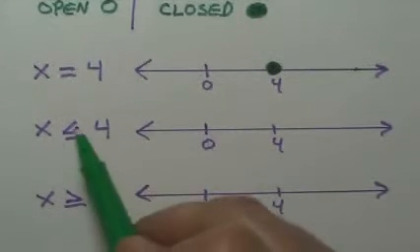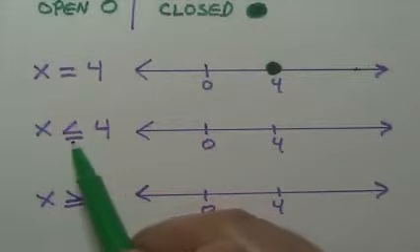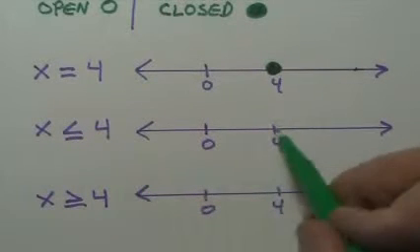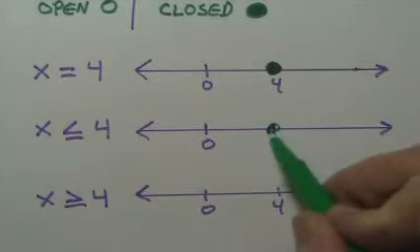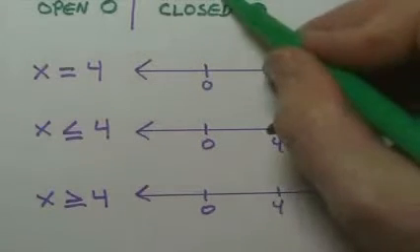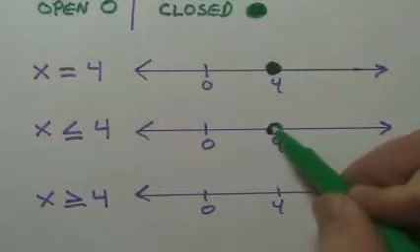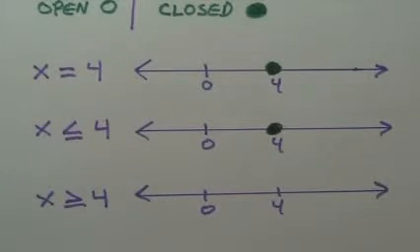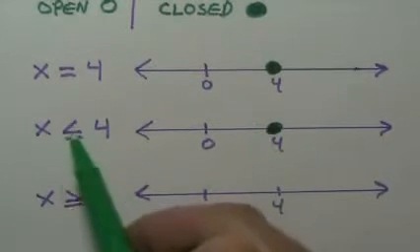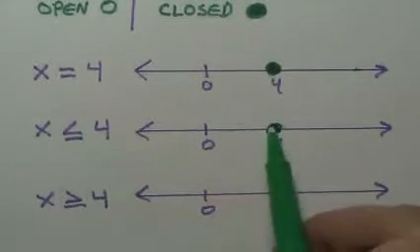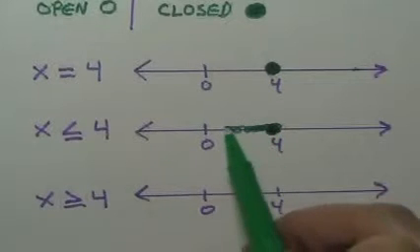Okay, the next one. There's a bar there, so at 4, it's going to be a solid, because anything that has a bar is a closed circle. Now I shade the direction of the arrow. If the arrow goes to the left, I shade to the left.